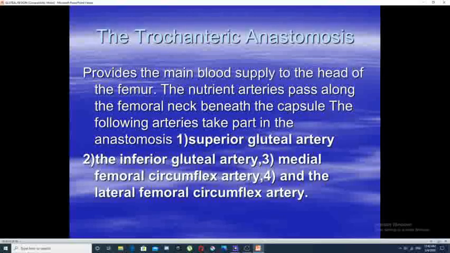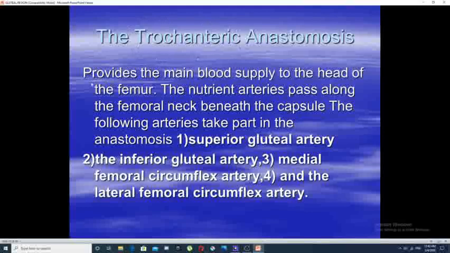In the gluteal region and area of the hip joint, there are two important groups of anastomosis. They are responsible for supplying the area of the hip joint during its extreme movement. The first is the trochanteric anastomosis. Trochanteric refers to the greater trochanter of the femur.